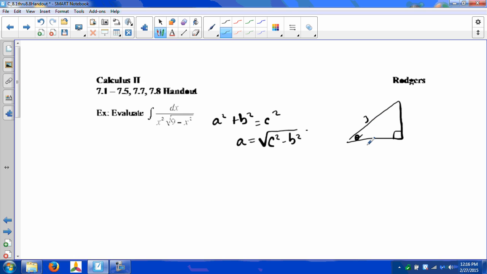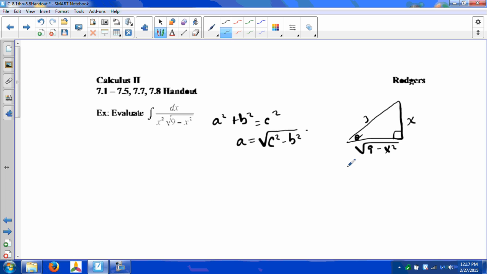And then x is like B, and it doesn't matter which side you put it on. And then this is the square root of 9 minus x squared. If you're not sure, just check it out and verify it. If you square this and square that and add them together, your x's cancel, and you get 9, which does equal 3 squared. So, okay.